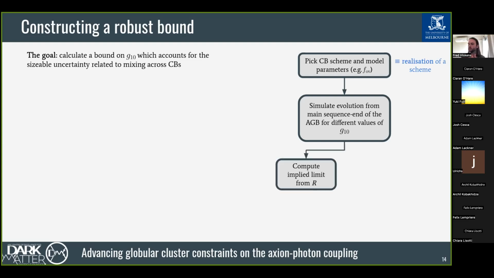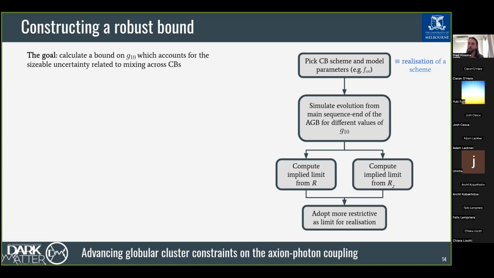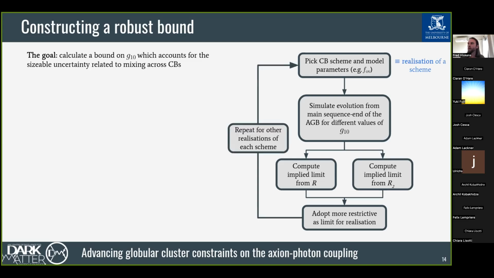And so then you take those results and you compute implied limits from these data from R, but also R2, and then adopt the more restrictive of these as the limit for that realization. You would then repeat this for a number of other realizations of each of the available schemes in MESA and build up a collection or suite of different constraints.